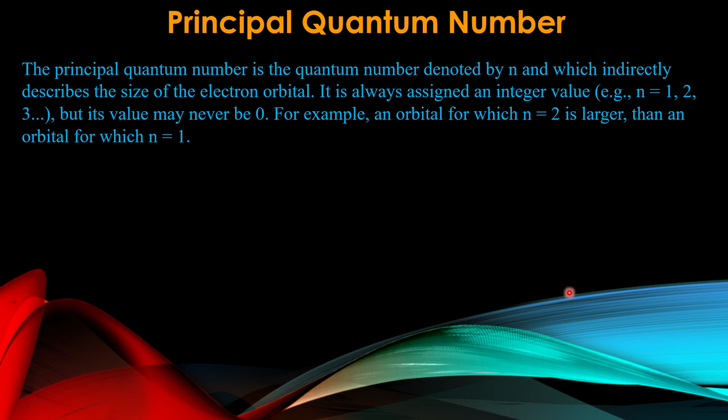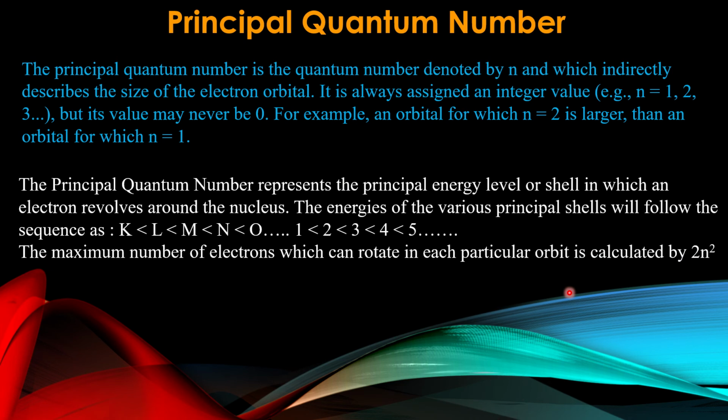It is always assigned an integer value. For example, n equal 1, 2, 3, etc. But its value may never be 0. For example, an orbital for which n equal 2 is larger than an orbital for which n equal 1. Suppose 2s orbital is larger than 1s orbital, or we can tell 4d orbital is larger than 3d orbital. In this way, it can describe the size of the orbital, but it can describe it indirectly.